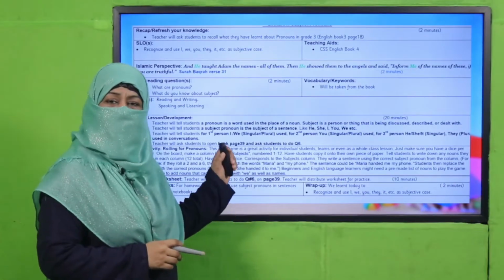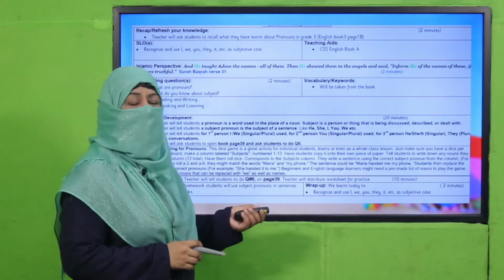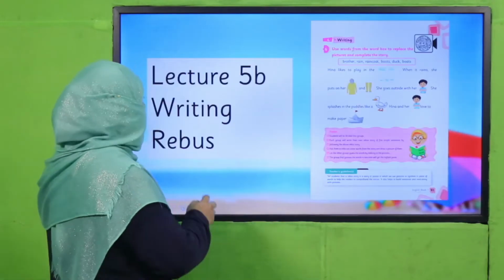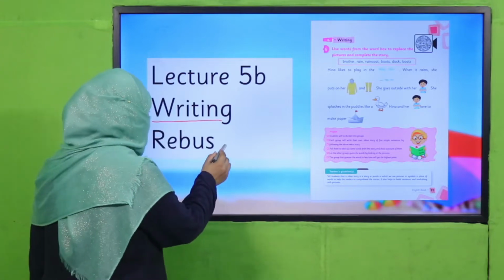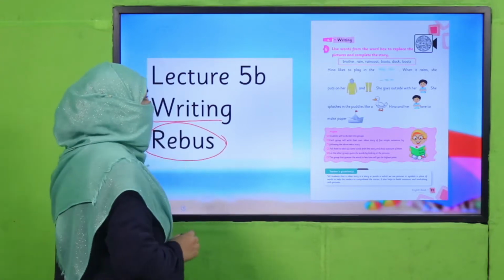I'm going to deliver my lecture according to this lesson plan. And my dear children, today under the title of writing, we are going to learn about rebus.